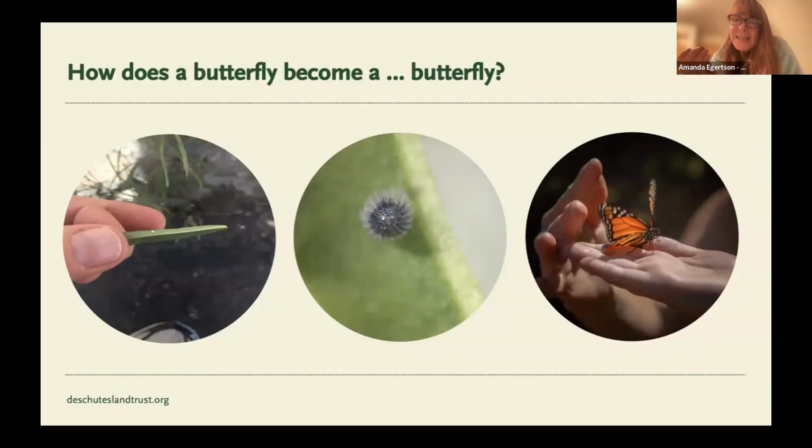So the first thing that happens is the adult female butterfly needs to find her host plant to lay her eggs on. In the case of the monarch, that's milkweed. And so this is actually a picture of my thumb on a little milkweed leaf on the left side of your screen. And that tiny little white dot is the size of a monarch egg.